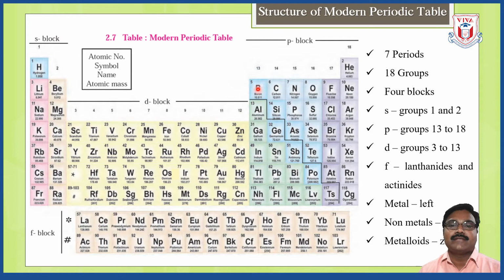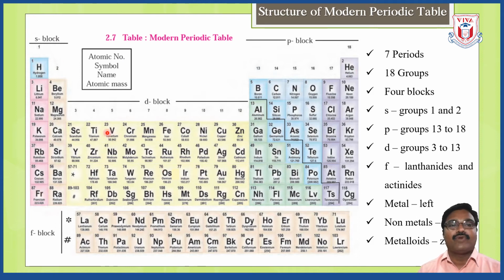Each element has a single box, and this single box is nothing but a part of vertical and horizontal lines, part of a table. A table is made, in which there are horizontal lines and vertical columns.